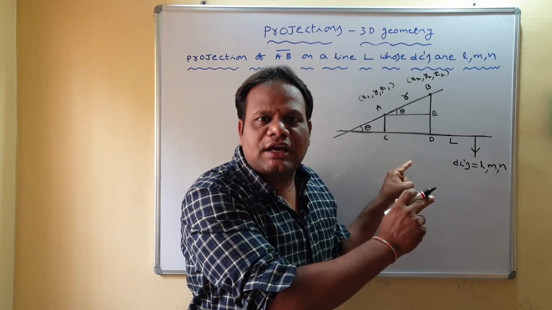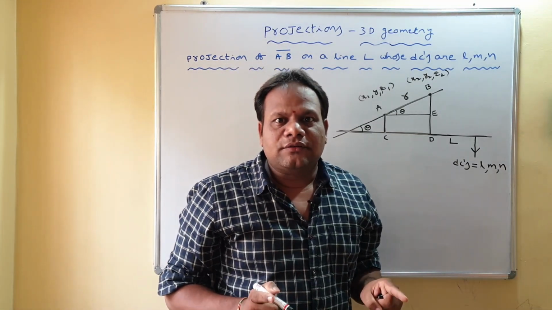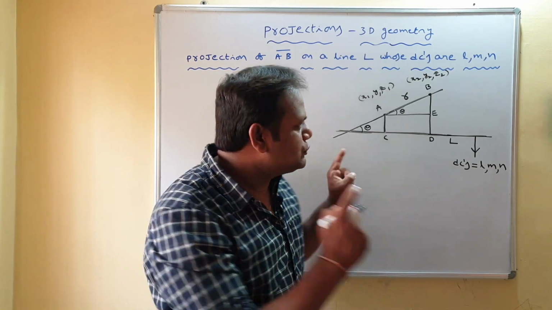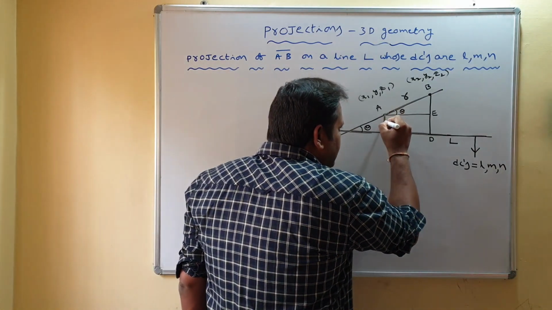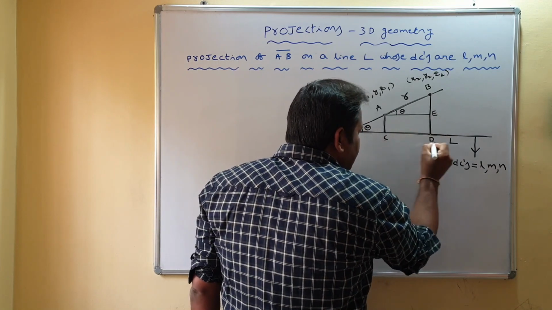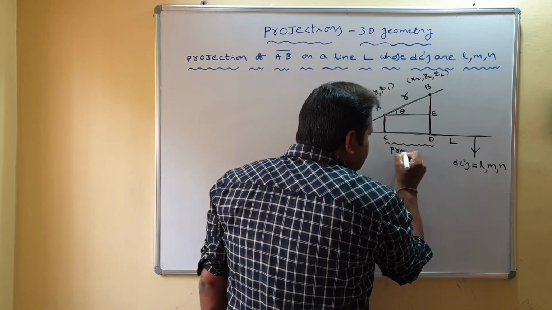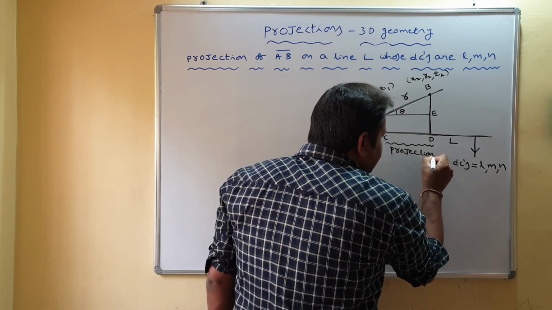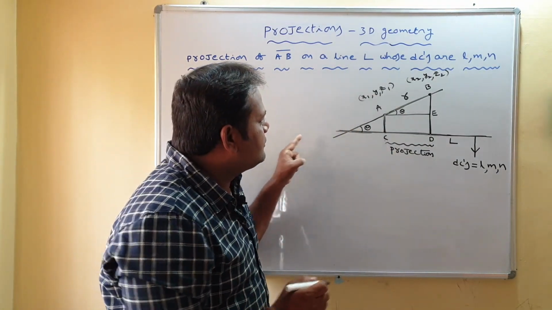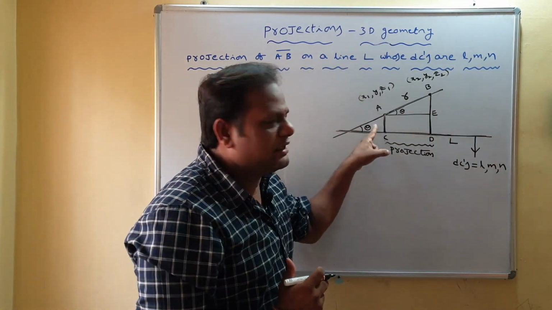To get the projection of AB onto the line capital L, we have to draw perpendiculars from A and B to the given line L. So this is the perpendicular from A to L and this is the other perpendicular. The feet of the perpendiculars are C and D. This is called the projection. So the projection is CD. Suppose the angle between the line capital L and the line AB is theta.